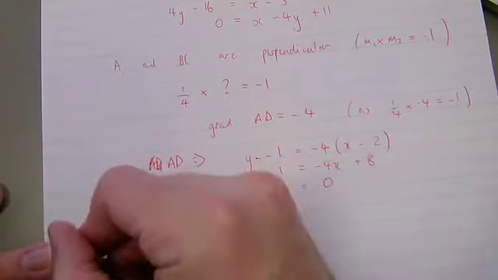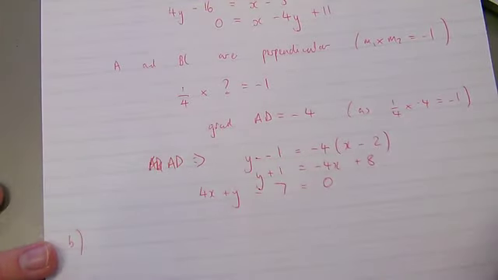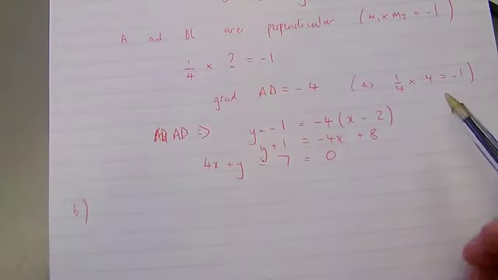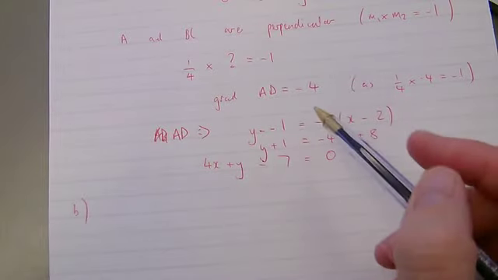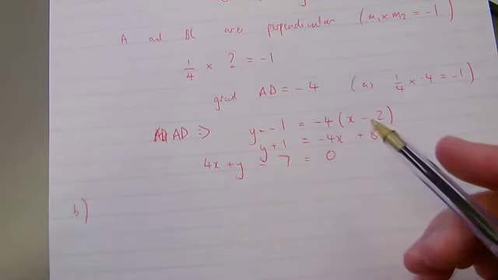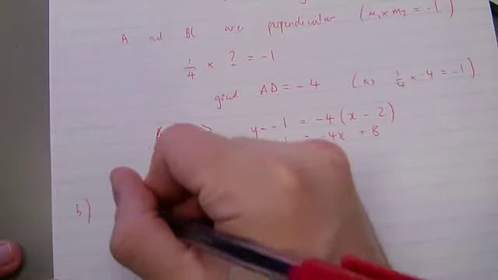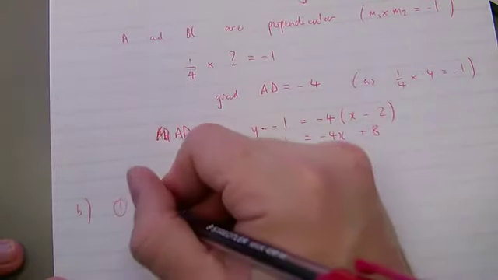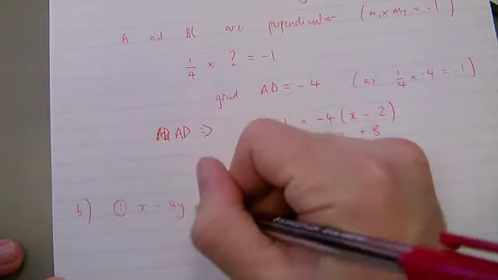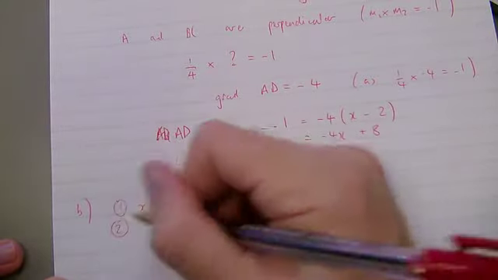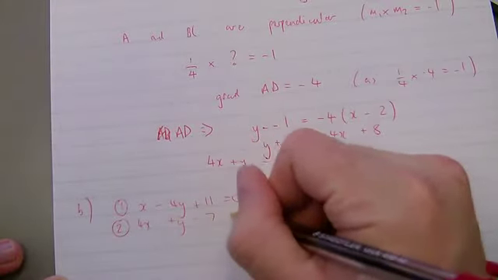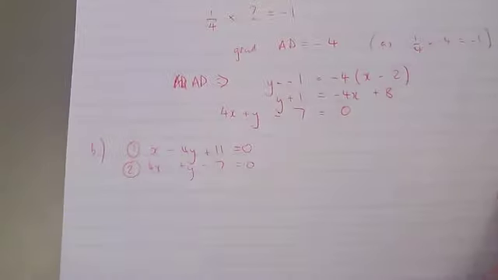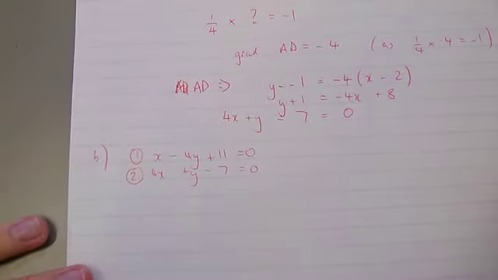Okay. Part B says show that the coordinates of D are 1, 3. So to go and do that, I know it's where the lines BC and AD intersect. So that basically means I'm just solving simultaneous equations. So I've got two equations already. I've got x minus 4y plus 11 equals 0. And my second equation, which I just worked out, is 4x plus y minus 7 equals 0. Now, it doesn't matter how you go and solve these. Any way using simultaneous equations is fine as long as it's correct.